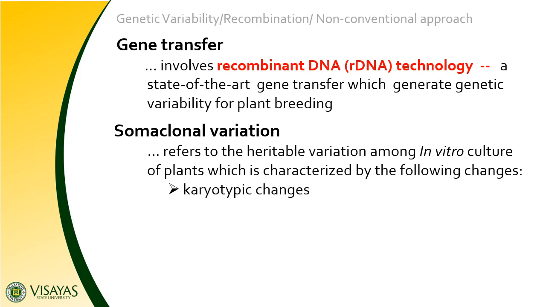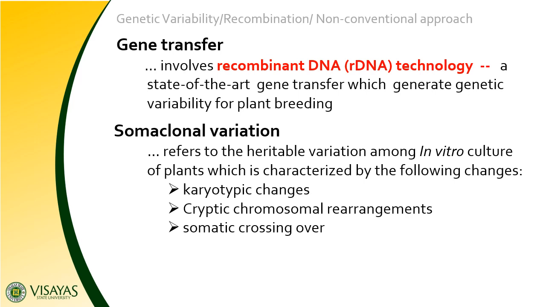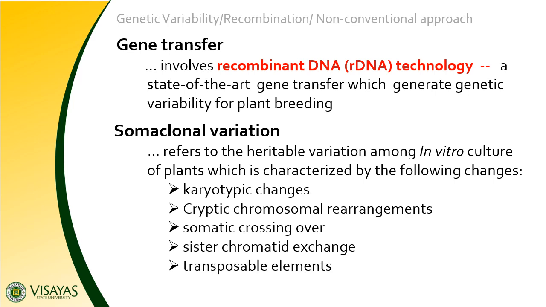You have karyotypic changes, meaning change in the karyotype of the specific plant, then cryptic chromosomal rearrangement, then somatic crossing over, then sister chromatid exchange, then transposable elements, and gene amplification. All of these take place in in vitro cultured plants.